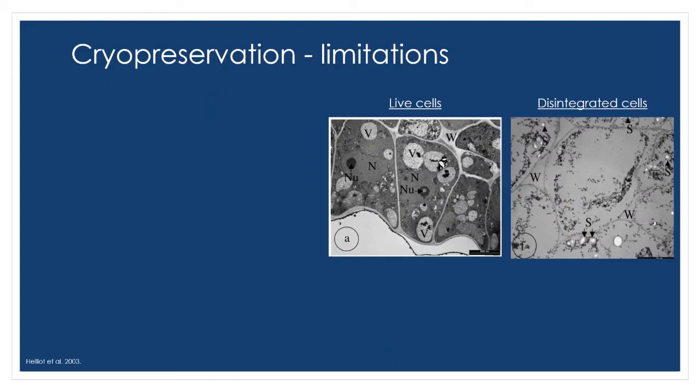Again, every light has its shadow, so cryopreservation also has its own limitations. In the picture, we can see on the left live cells with all the different cell compartments or organelles. And next to it, we can see this disintegrated cell, which has been put through a cryopreservation protocol, and we can see that organelles and cell compartments aren't visible as in the left picture.